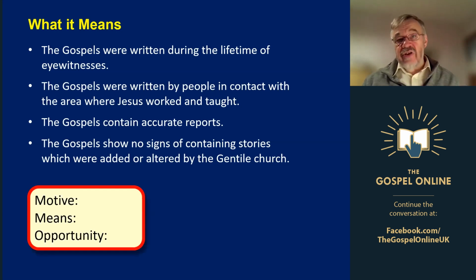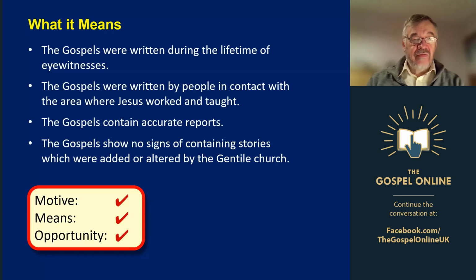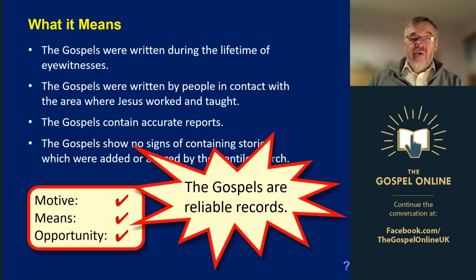So what we're saying is that the people who wrote the Gospels had the motive to get it right. They wanted to preserve what Jesus said and did. They could do it. There were people around who were eyewitnesses, and they had the chance to write it down while the church was still developing, and they wanted to distribute the teachings of Jesus. We can take it that the Gospels are reliable records. So we've taken a look at the Gospels. In a moment, I'll go on and have a very brief look at the letters.